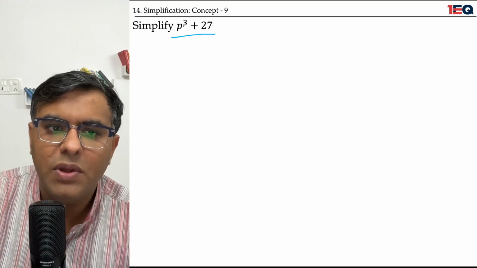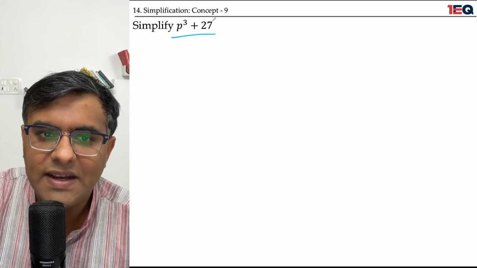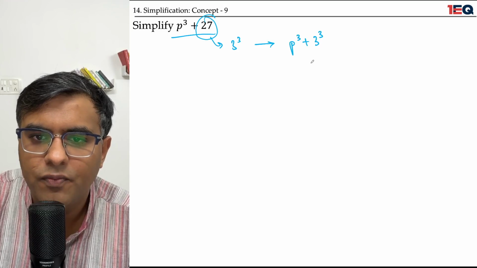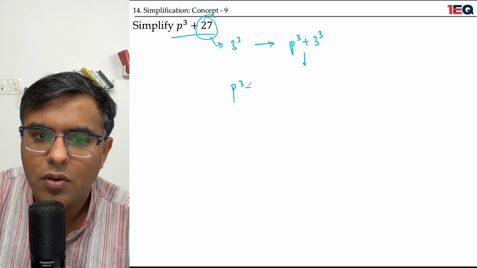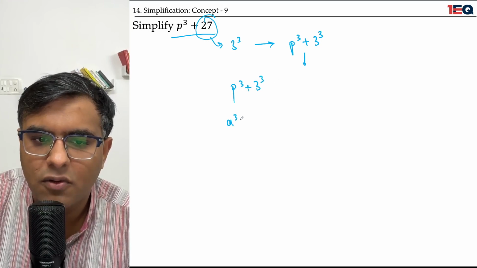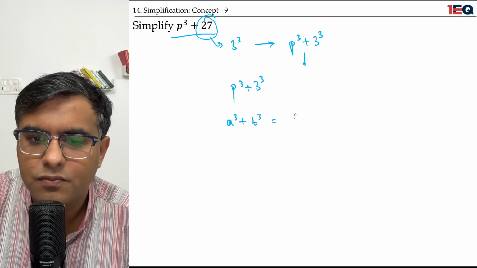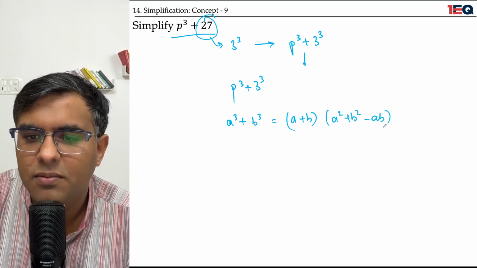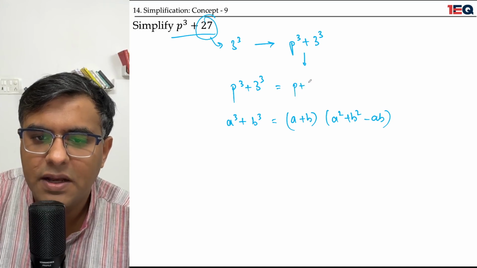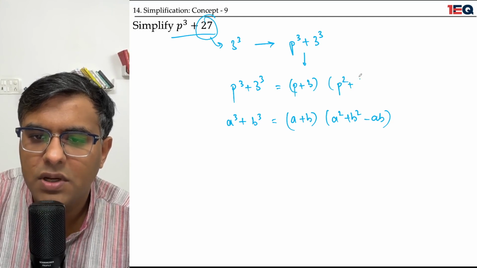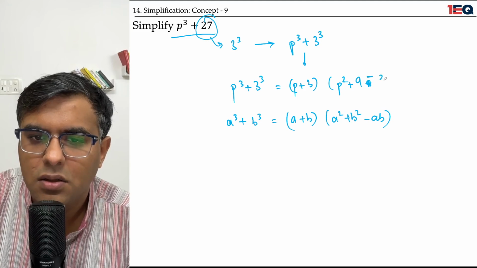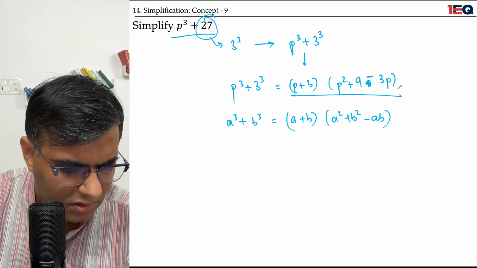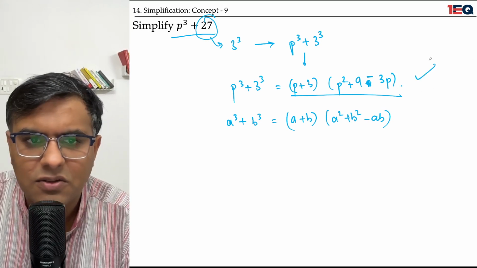Now it's asking me to simplify p cube plus 27. We know that 27 is nothing but 3 cube. So I can write down p cube plus 3 cube. Let me extend it. P cube plus 3 cube can be expanded in the form of a cube plus b cube, which is equal to a plus b multiplied by a square plus b square minus ab. So I would be expanding it as p plus 3 multiplied by p square plus 9 minus 3p. So this is it. This is how my expansion works, and this is my final answer also.